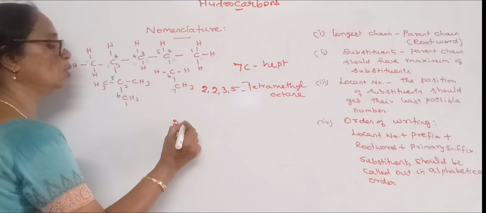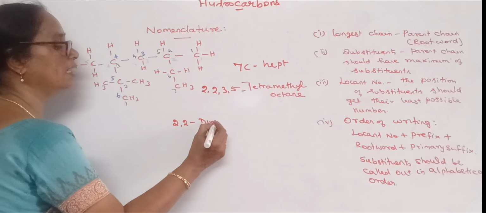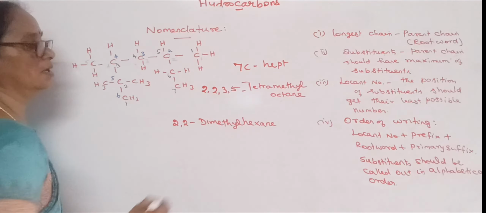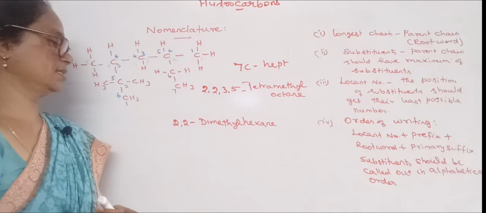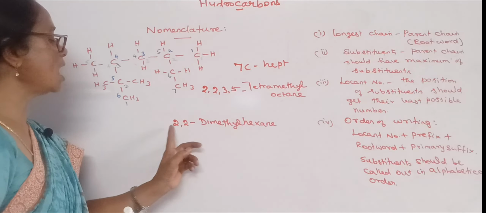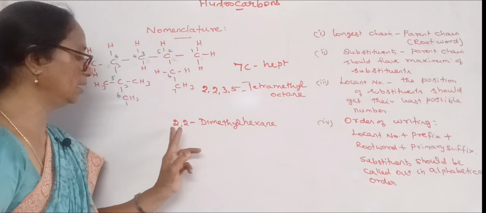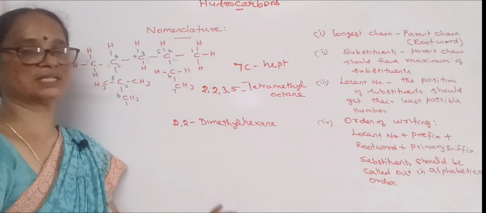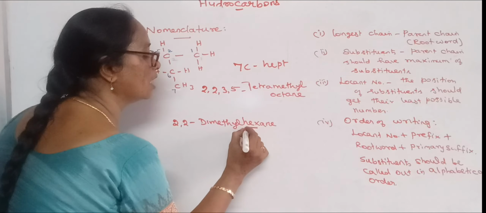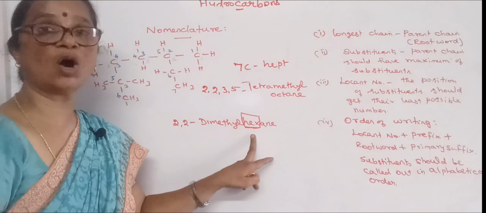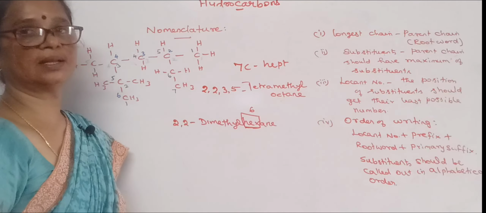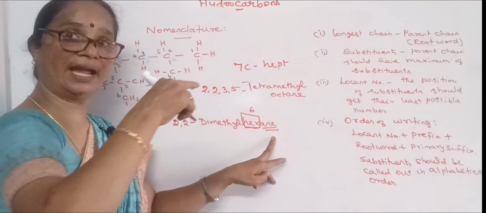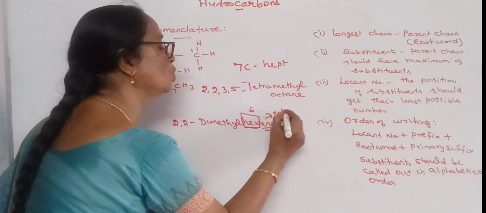Say 2, 2 dimethylhexane. The 2 methyl groups are present on the same carbon. That 2, 2 says the carbon to which the methyl groups are attached is the second one. And this is the root word hex. Hex means how many carbons? It has 6 carbon atoms. And this is ane, the suffix. The suffix says ane, so this must be a saturated one.